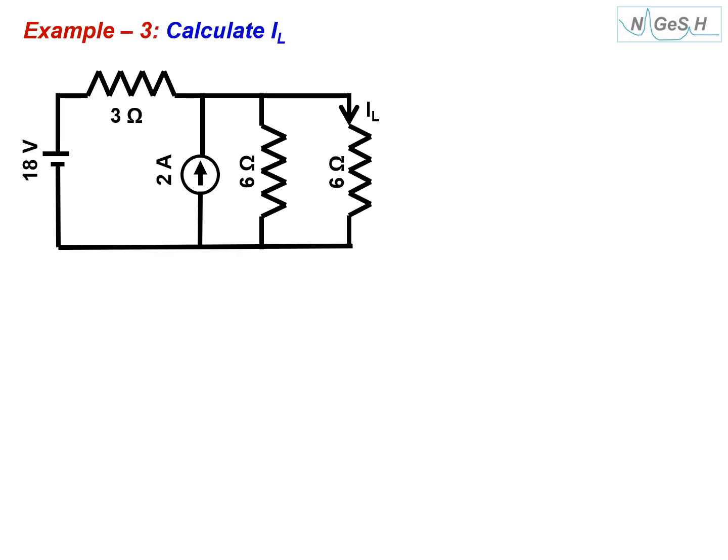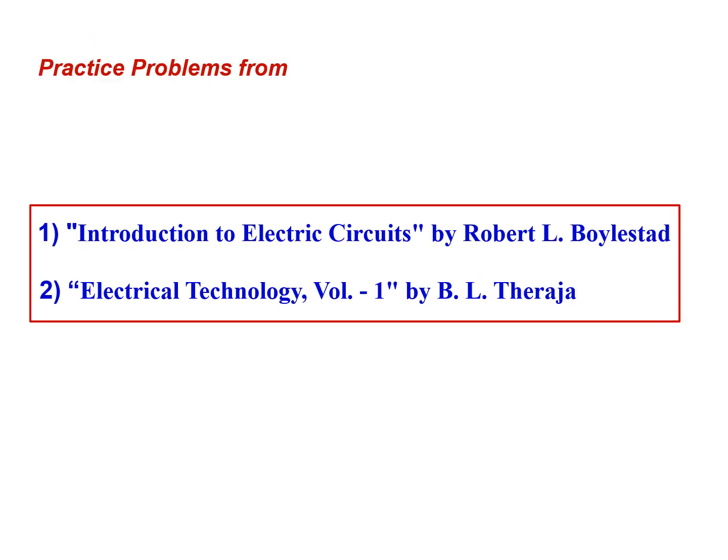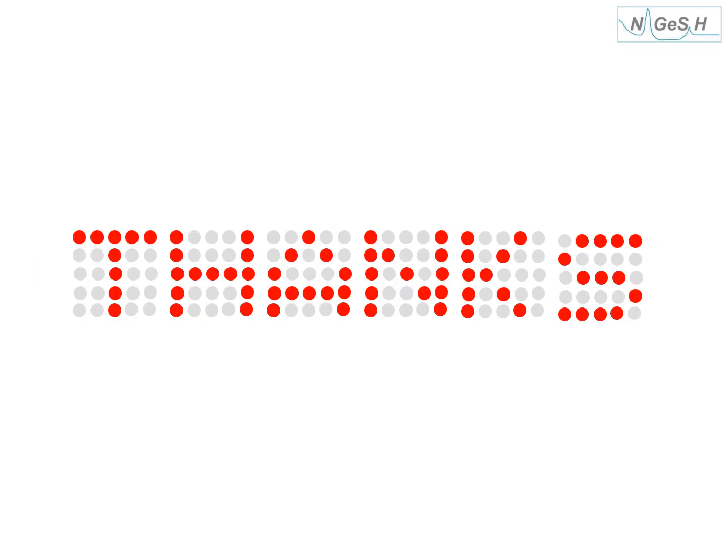Here is another circuit, with a voltage source and also a current source. We decided to convert this voltage source into an equivalent current source. 18 by 3 is 6, and the 3 will remain in parallel. Now you can interchange. So 6 plus 2, 8 amperes is coming. These two are effectively 3. So 8 will divide into 4, and that 4 will again divide into 2. 2 amperes is coming. You may try some problems from these books. Thank you very much.